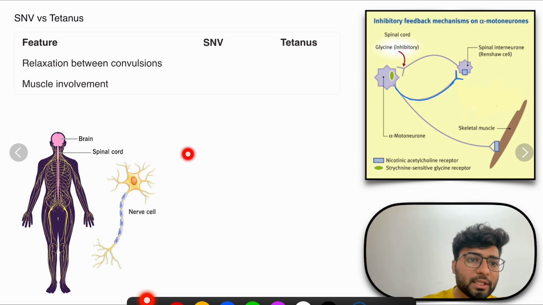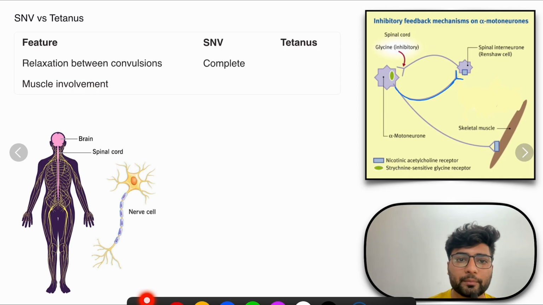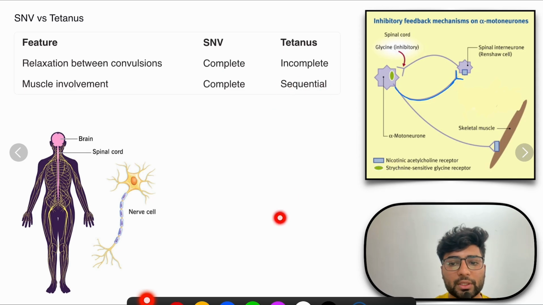The first feature is muscle involvement. In strychnine poisoning, there is complete muscle involvement, while in tetanus, there is sequential muscle involvement.